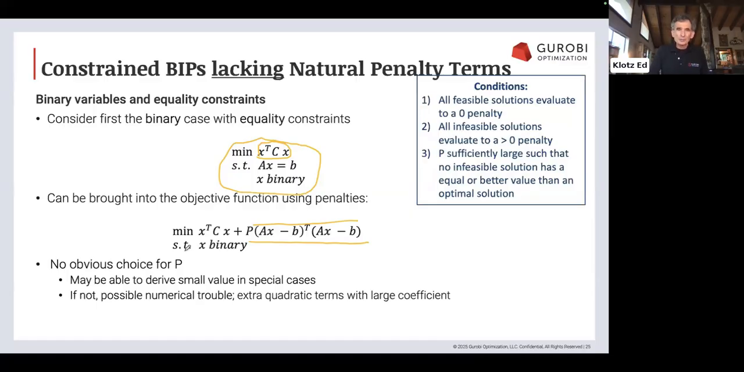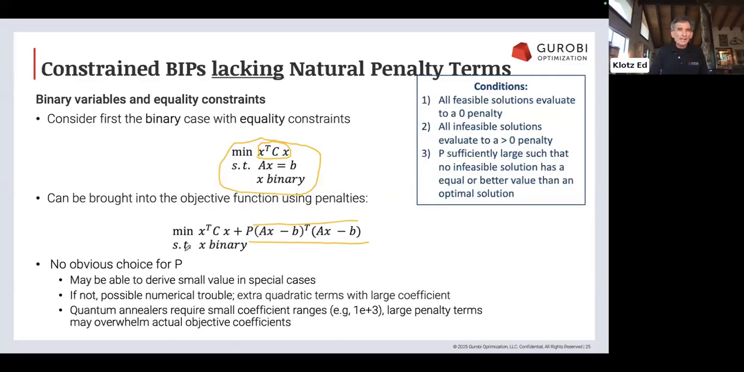So a large value of P can be problematic and actually sort of overwhelm the actual objective coefficients. With large values, they're basically just purely focused on finding feasibility and not really distinguishing the actual objective that we want to optimize. So we need some methodologies to think about this.